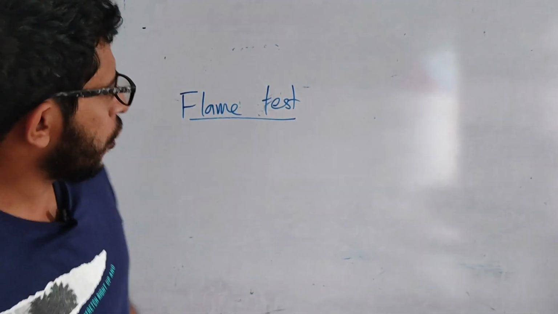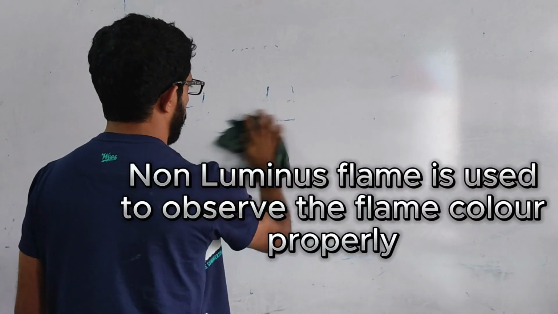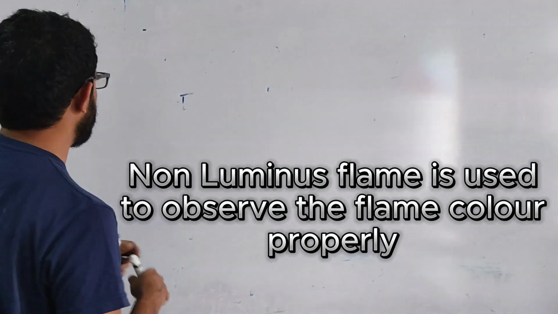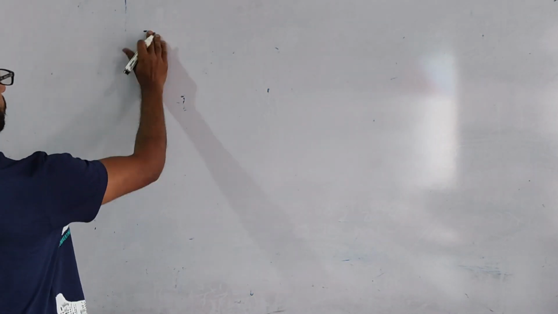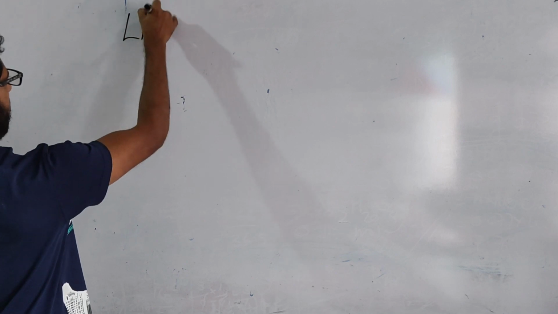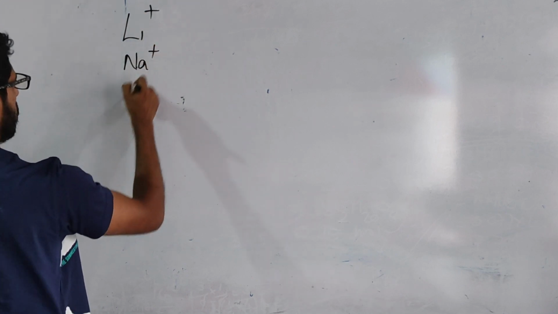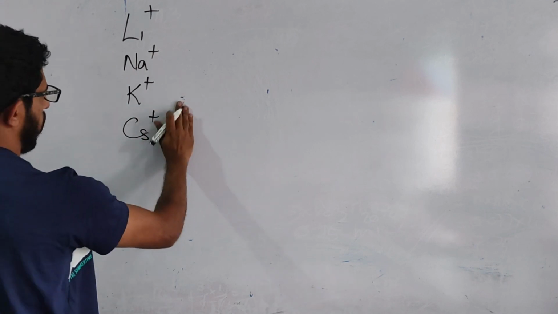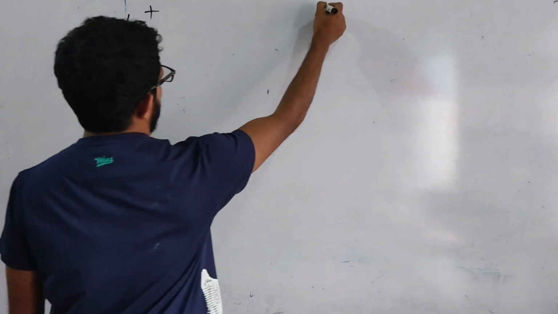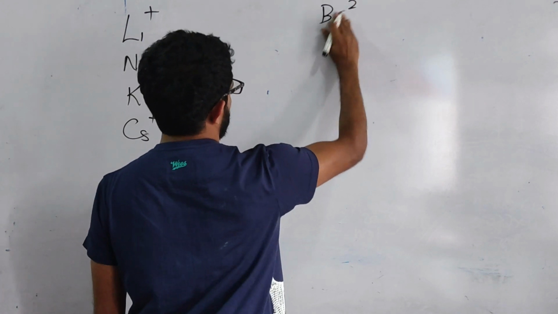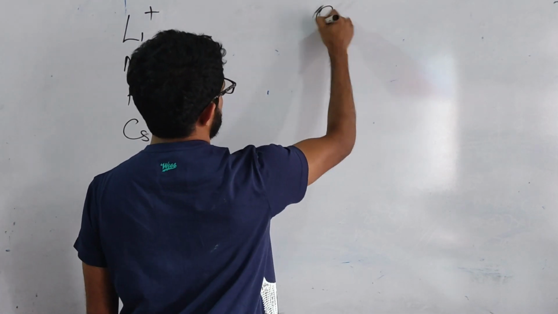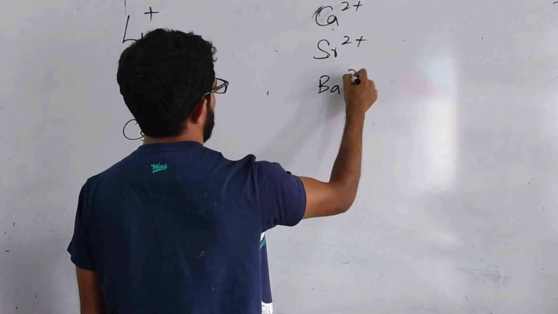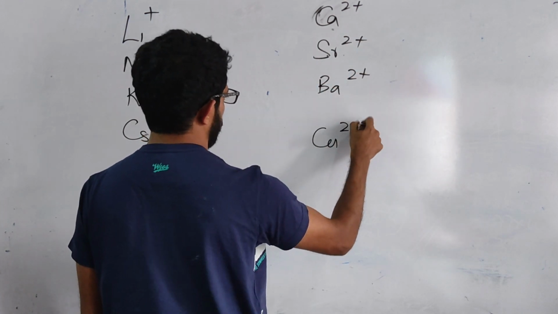Right. So I'm not going to talk about how flame colors are obtained. We'll be talking about them in Unit 2 theory. Colors, how do we identify? There are a few colors that you have to remember. So group 1: lithium plus, sodium plus, potassium plus, cesium plus. Cesium is not that important. Then group 2 we have beryllium 2 plus, calcium 2 plus, strontium 2 plus, barium 2 plus, and sometimes they can ask copper 2 plus.